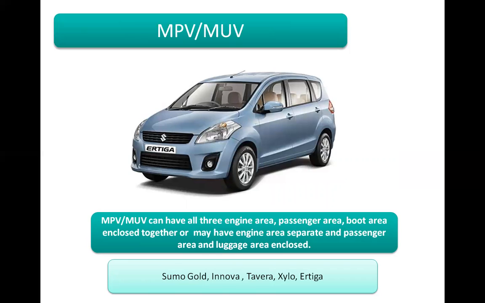Then multi-purpose vehicle and multi-utility vehicle. For example, Ertiga. So what is a multi-purpose vehicle and multi-utility vehicle? It can have all three, engine area, passenger area, boot area, enclosed together, or may have engine area separate and passenger area and luggage area enclosed. Examples of multi-purpose or multi-utility vehicles are Sumo Gold, Innova, Ertiga, Xylo, Tavera, etc.